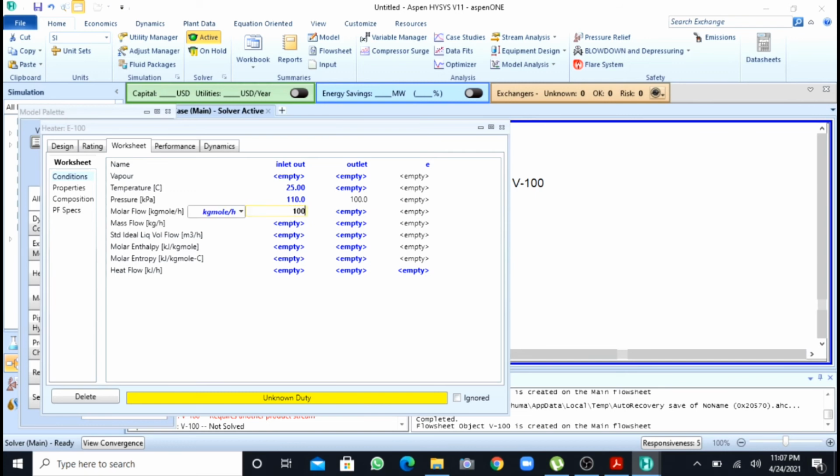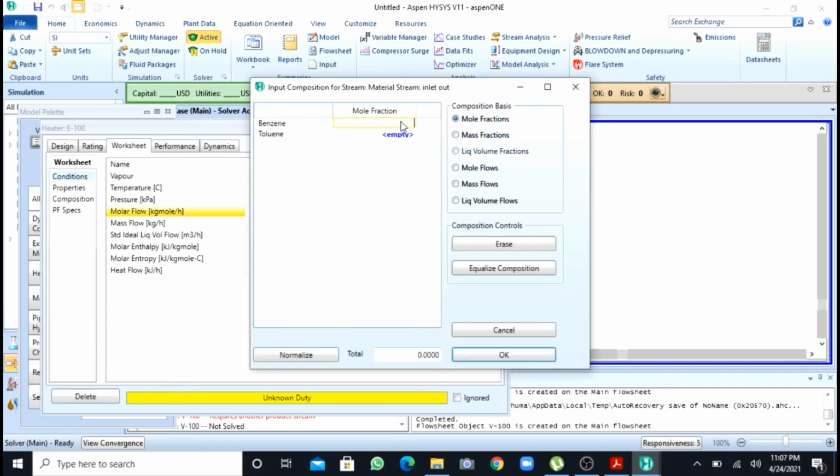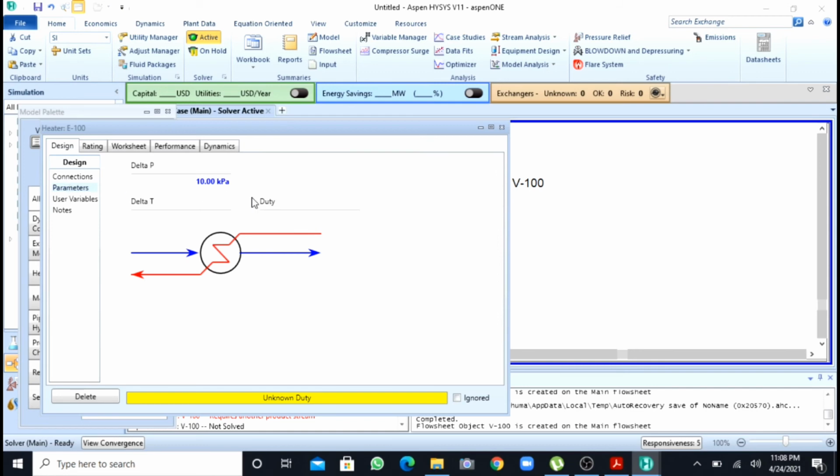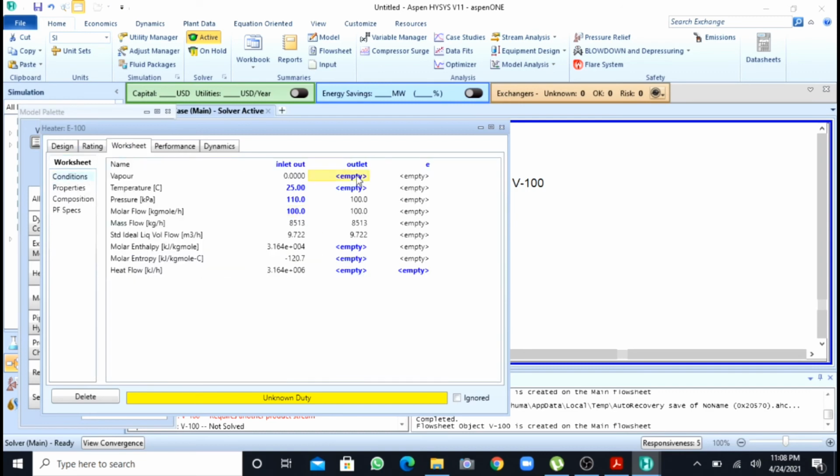After this I will take my molar flow rate basis as 100 kg mole. As I have an equimolar feed, I will write 0.5 for benzene and 0.5 for toluene. Now for the simulation to solve, I have to define any one of three things. I will explain one by one. First, I can define how much vapor will be produced, or I can define the temperature of the outlet. Or the last option is that in the parameters I can define the duty. If I define any of the three things, my simulation will be solved.